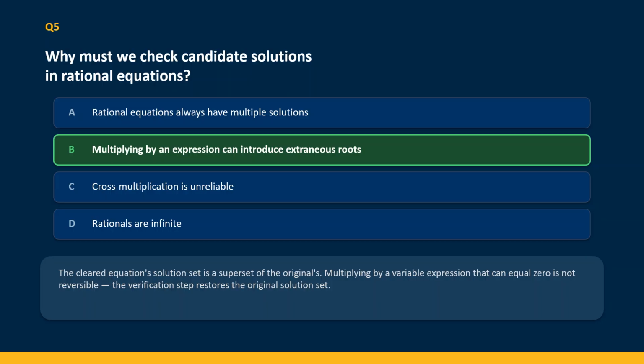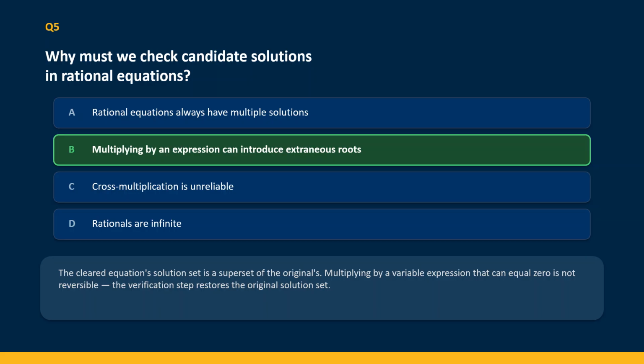The verification step is necessitated by the fact that multiplying both sides of an equation by a variable expression, even the least common denominator, can introduce solutions that satisfy the cleared equation but not the original. As discussed on the extraneous solutions slide, this occurs because multiplication by a variable expression is not a reversible operation when that expression equals 0. The set of solutions to the cleared equation is a superset of the solutions to the original. Verification is the mechanism for restricting back to the original solution set.